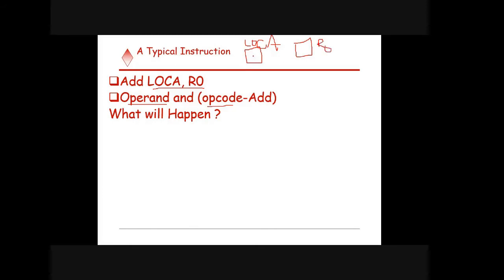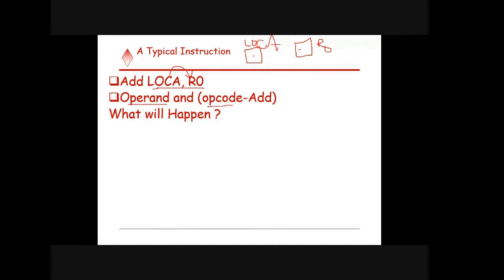I should take the data present in both the memory location and R0 and add them. I understood that. But where will I store the resultant value, in location A or R0? The instruction says you add location A content and R0, and the result you should store in R0. This is what this instruction is doing. So location A content will be added with R0 and the result will be stored into R0.